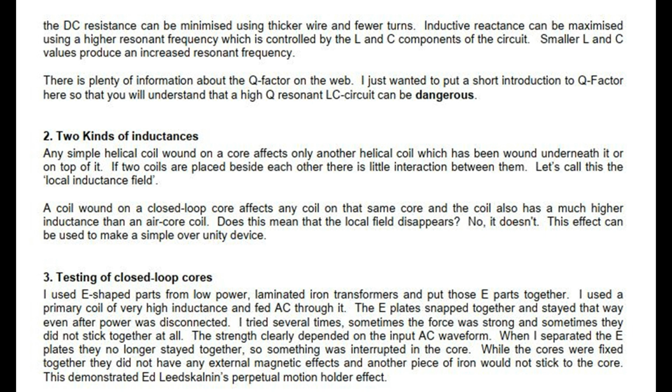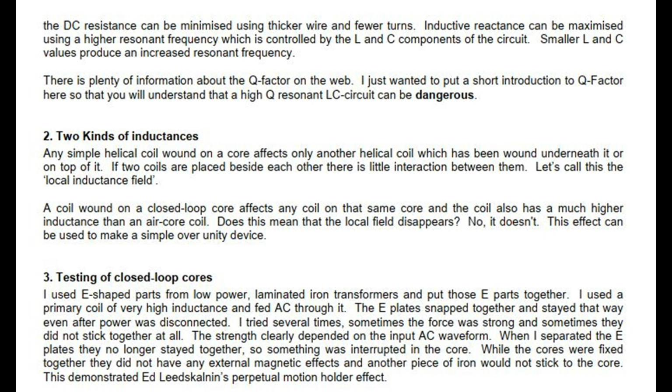Two kinds of inductances. Any simple helical coil wound on a core affects only another helical coil which has been wound underneath it or on top of it. If two coils are placed beside each other, there is little interaction between them. Let's call this the local inductance field.